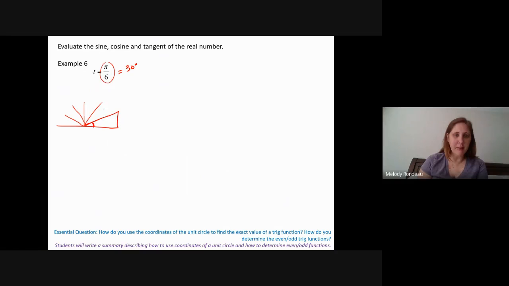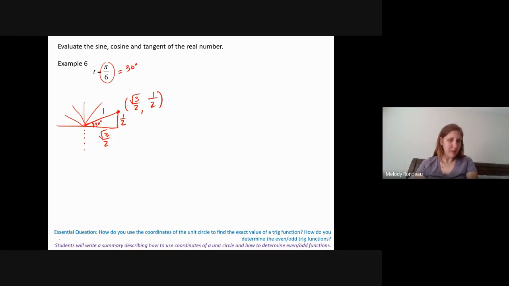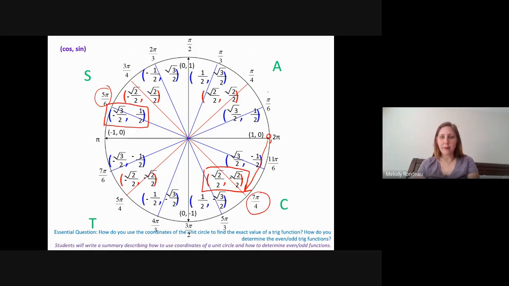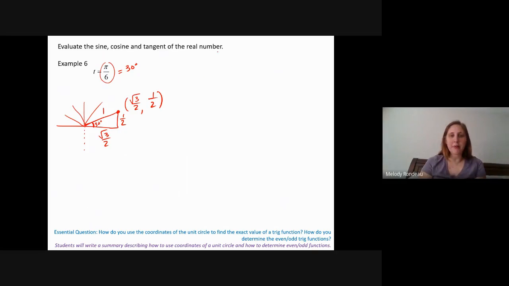So this one would be my hypotenuse is 1, 1/2, and √3/2. Double check location. I'm in quadrant 1, so both of those would be positive. There's my ordered pair. This time I'm asked for the trig functions though. So if I wasn't drawing it, I would jump over here and I would get the same ordered pair. There's π/6. I get √3/2 and 1/2. So matching answers.